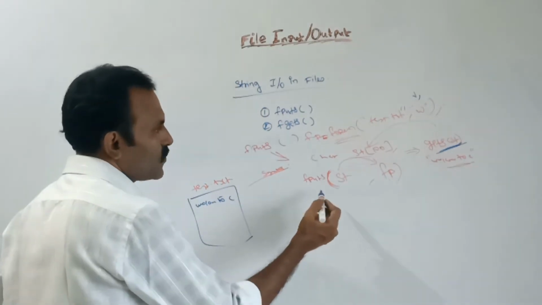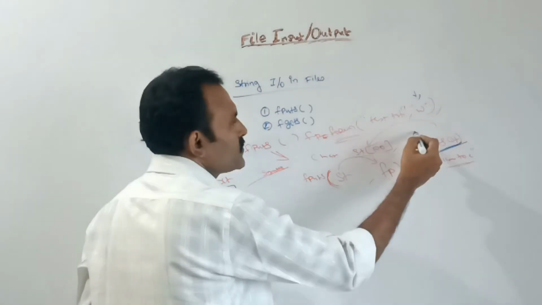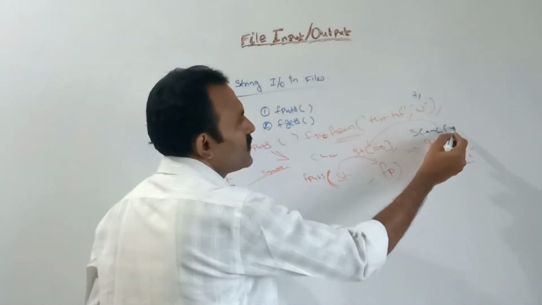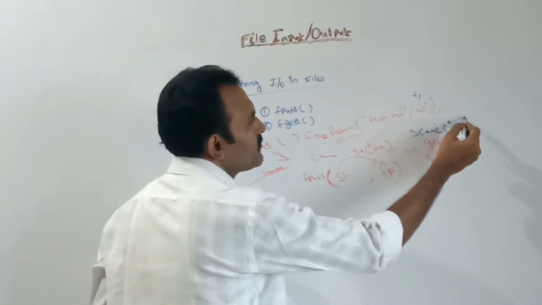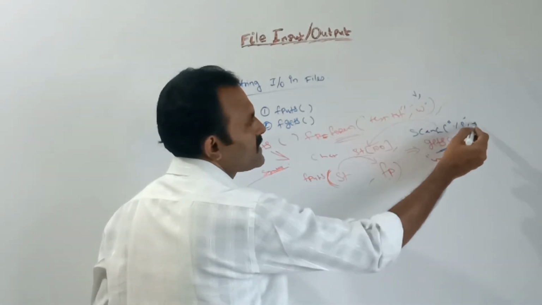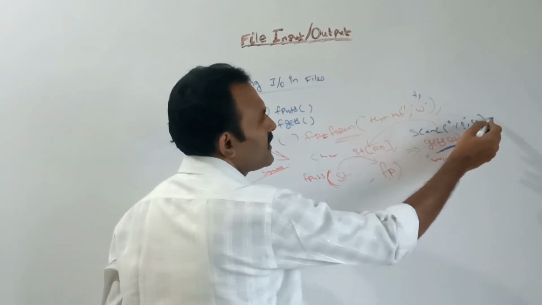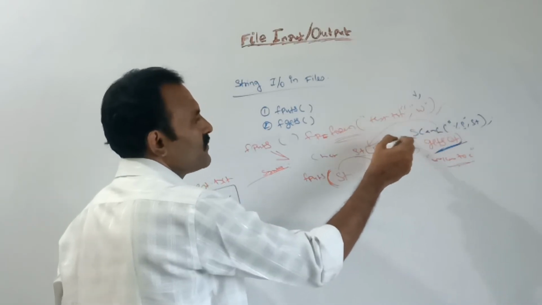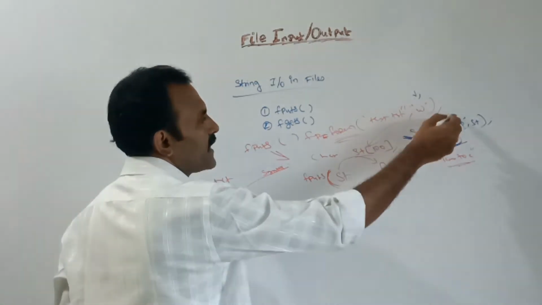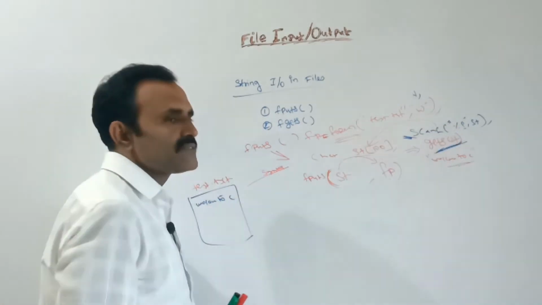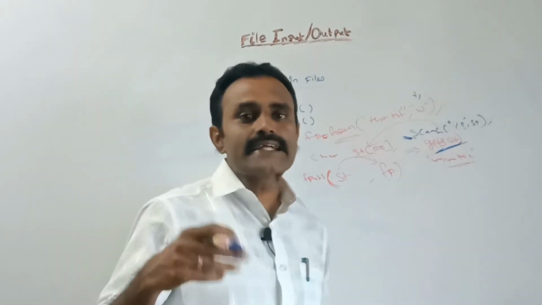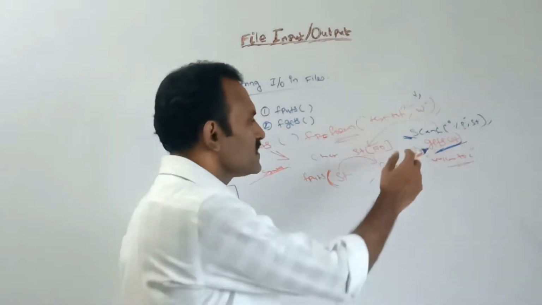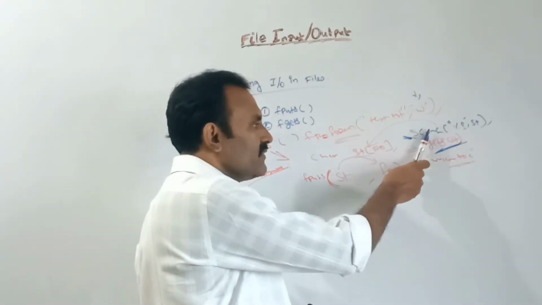See, next one. By using scanf also we can get the string, scanf with %s. What is the string name? st. This scanf function is also used for getting input; here I am using the format specifier %s. This function is also used for getting a string into a variable. Both functions are used for getting a string into a variable.